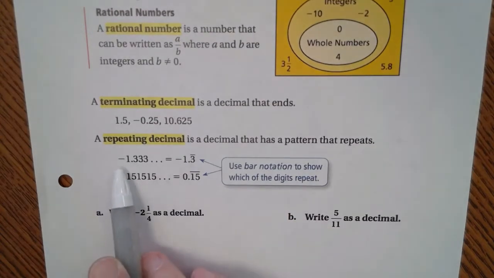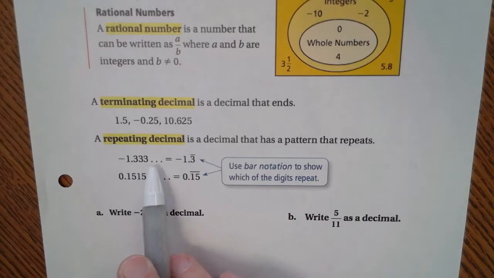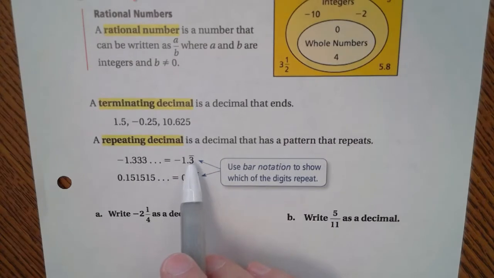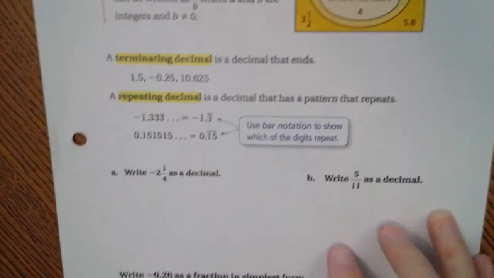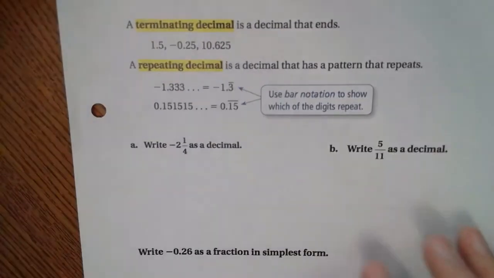Okay, so instead of writing negative 1.33333333, it would keep going on forever. We are going to put a bar notation over the number that repeats. So 1.3 with the line over the 3, that means the 3 is repeating. Whereas on the bottom, we have 0.151515. Okay, the numbers 1, 5 are repeating, so the bar is going to go over both of those numbers. So we're going to kind of talk about both those, terminating and repeating.